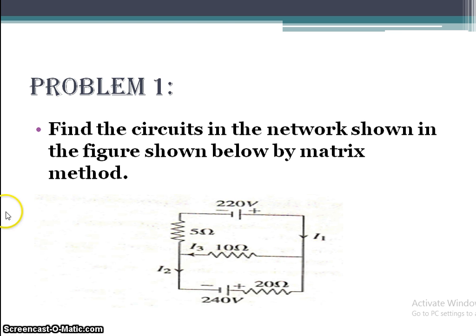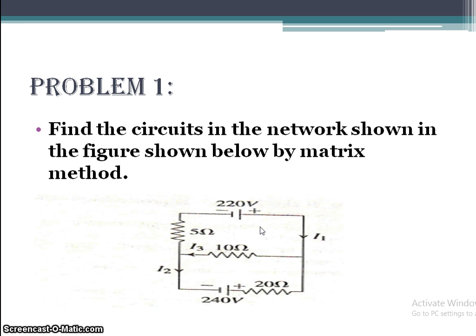The problem is to find the currents in the network shown in the figure below by the matrix method. This is a circuit form. Here we can take two types of equations: first one is the upper loop, second one is the lower loop. Based on this you have to find the equations first. Then, using the matrix method, we write them in 3x3 matrix form.